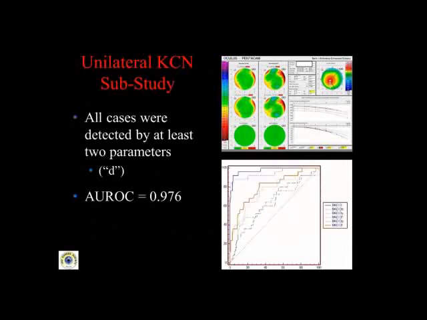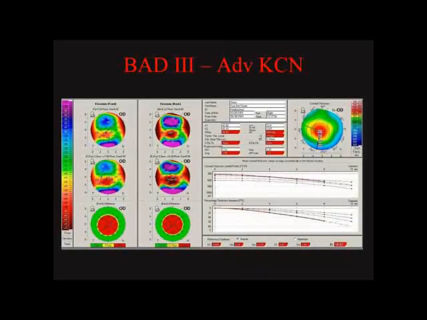And all of those cases were detected by at least 2 of the parameters, and it had an area under the curve tracing of 0.976. So had they used the Belin Ambrosia 3, they would have actually identified these cases as abnormal.